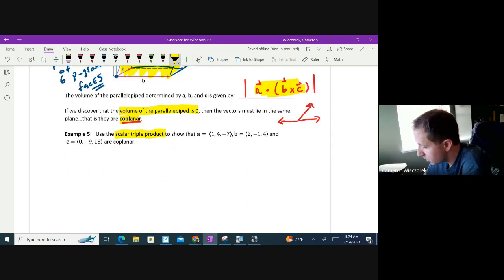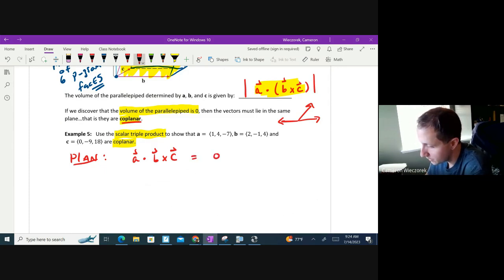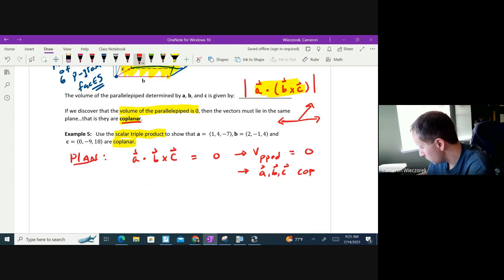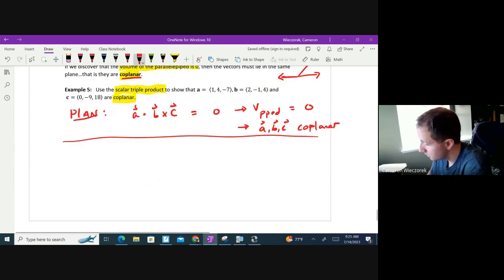Let's use the scalar triple product to show that these 3 vectors, A, B, and C, given, are coplanar. Plan. How are we going to show that? We don't want to have to sketch them. We're going to show that A dotted with B cross C, I don't really need the absolute value here because if I take the absolute value of 0, I'm still going to get 0. If I can show that this is equal to 0, then I've done my job. Because this is going to tell me that the volume of the parallelepiped is 0. And that's going to tell me that A, B, and C are coplanar. So I always like to go into these problems with a plan instead of just starting my computations.